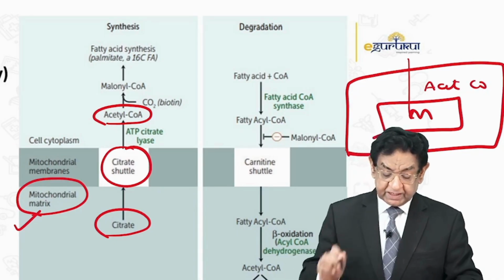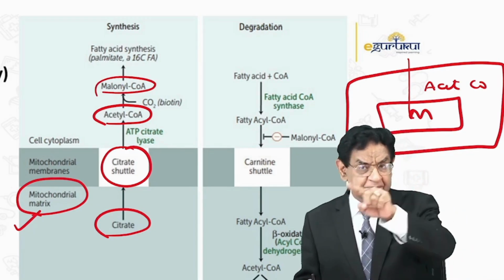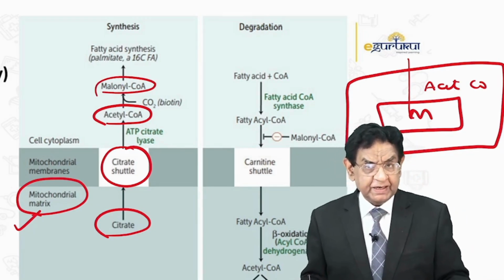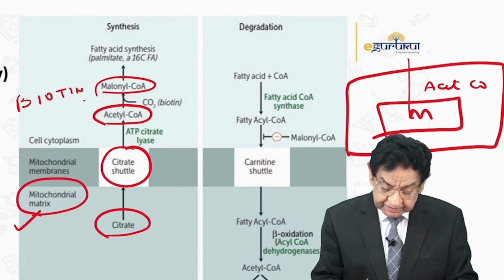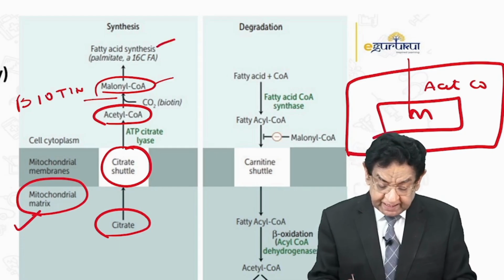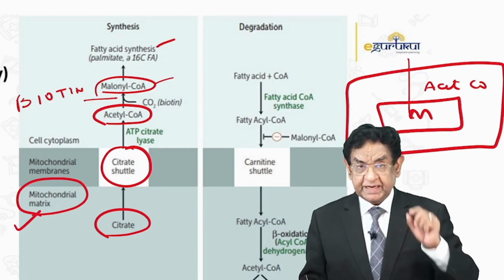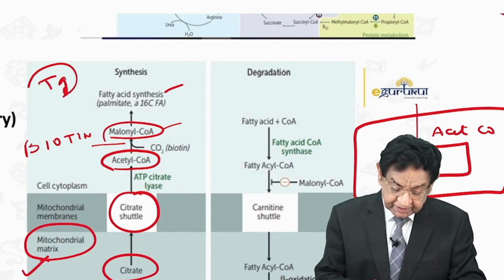Now this acetyl coenzyme A gets converted to malonyl coenzyme A. I just mentioned to you, and this step needs biotin, B for biotin, which I talked to you about in the previous slide. CO2 combines and they make malonyl coenzyme A that makes fatty acid, and fatty acid is going to make triglyceride. This we learned.